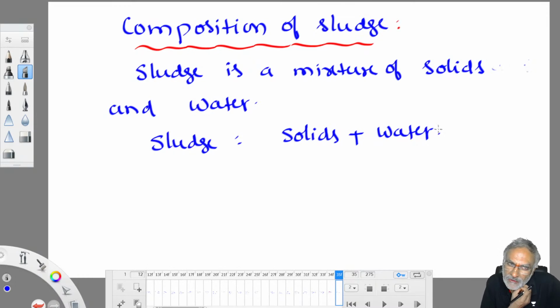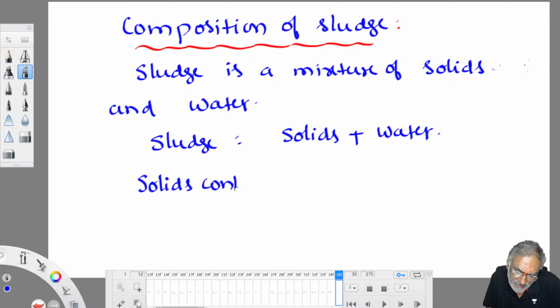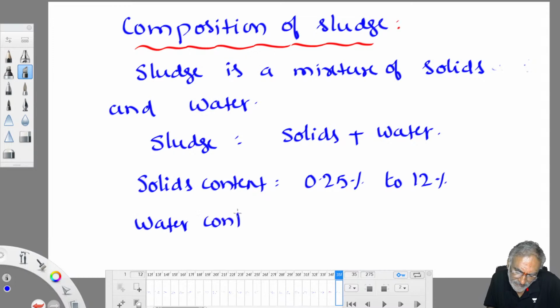Wastewater is more water, less solids, but here solids are also a reasonable amount. The solids content of the sludge normally ranges anywhere between 0.25% and as high as 12%. And the water content of sludge is the remaining, 88% to 99.75%. The water content is also called the moisture content of sludge.